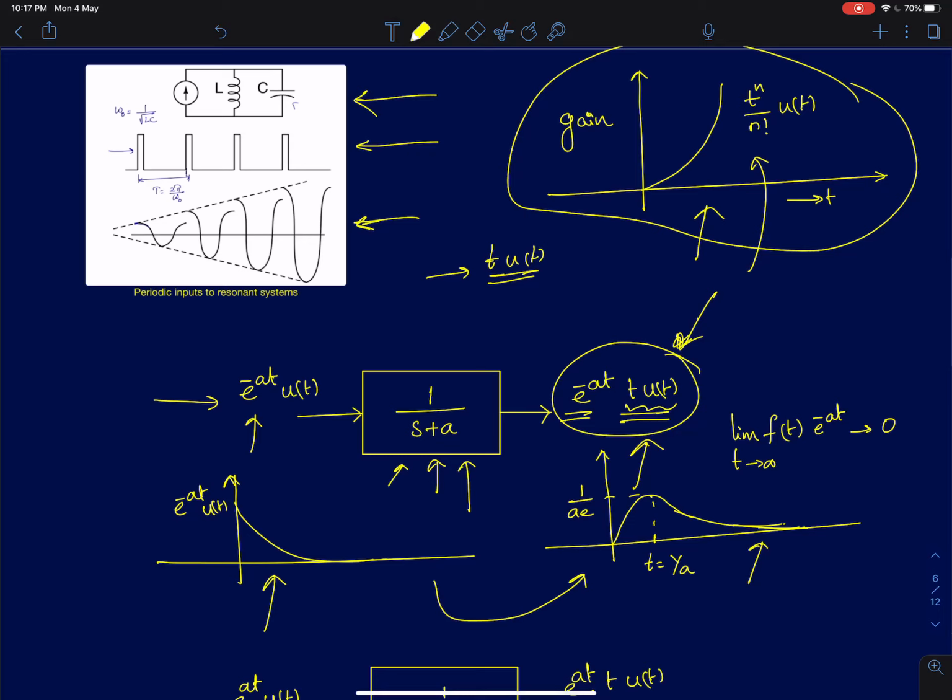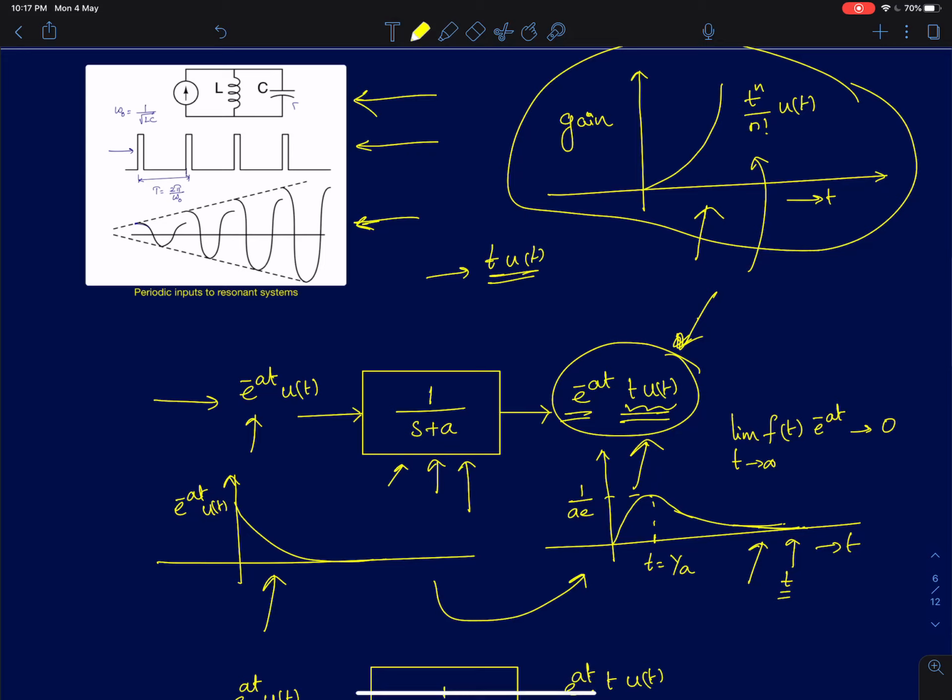Even though the system's gain is really large, the input has already gone to 0 at that point. So a large number multiplied by a small number depends on, so now see, this is a very interesting problem.